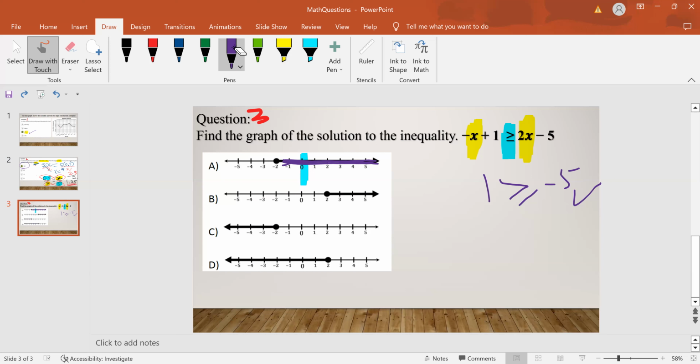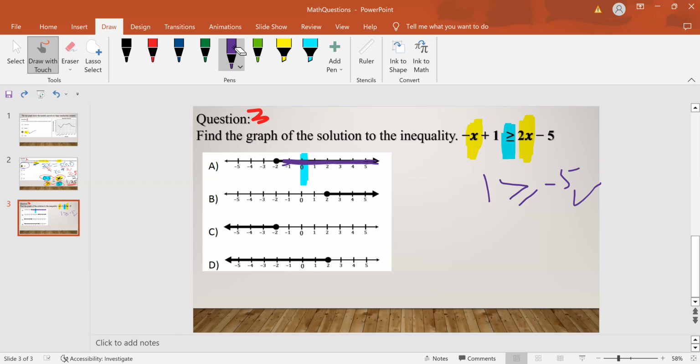Okay, so 0 is not in the solution for B. 0 is not in the solution. That means if you pick 0, it will not work. B has to be wrong. But let's check that.